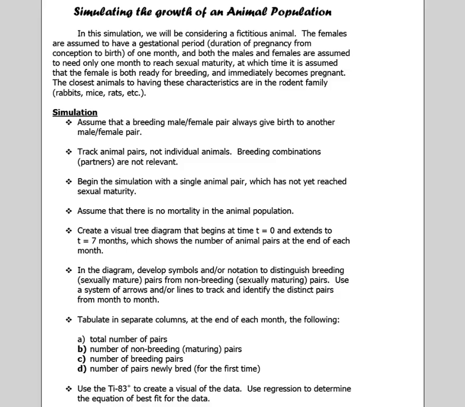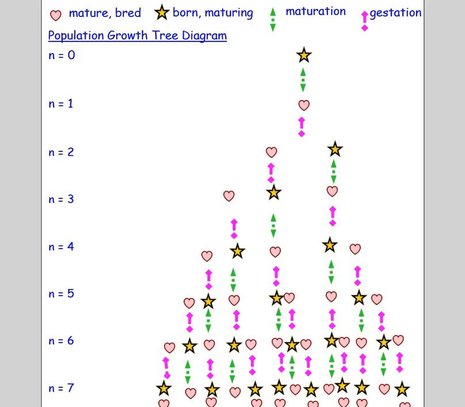Keep in mind, all the symbols in this diagram represent two animals, a male and a female pair, and this is not extremely accurate, but as it was mentioned, the 1 month period of gestation and the 1 month period of maturation is pretty close to the rodent family. So out of this, we might want to look at, just to review, the data that came out of that.